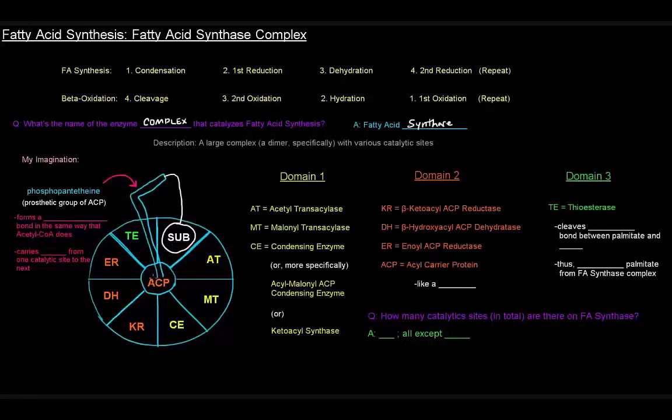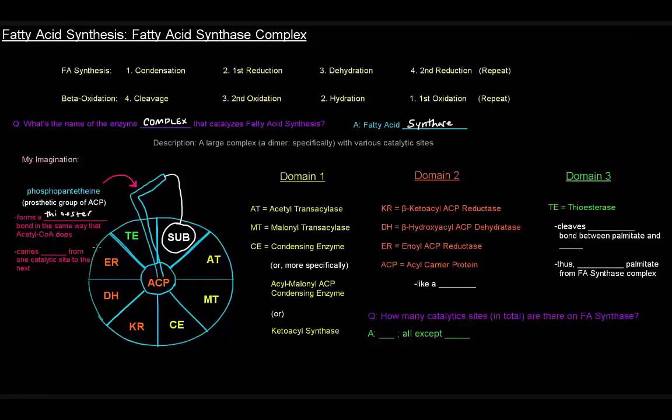What I've got here is that this little site in the center is the ACP, or the acyl carrier protein. And that ACP has a really important feature, which is this phosphopantothene prosthetic group. What it does is it forms a thioester bond in the same way that acetyl-CoA does. In fact, that phosphopantothene group is the same business end as that of acetyl-CoA. It's the same thing, so it can form thioester linkages like acetyl-CoA does.